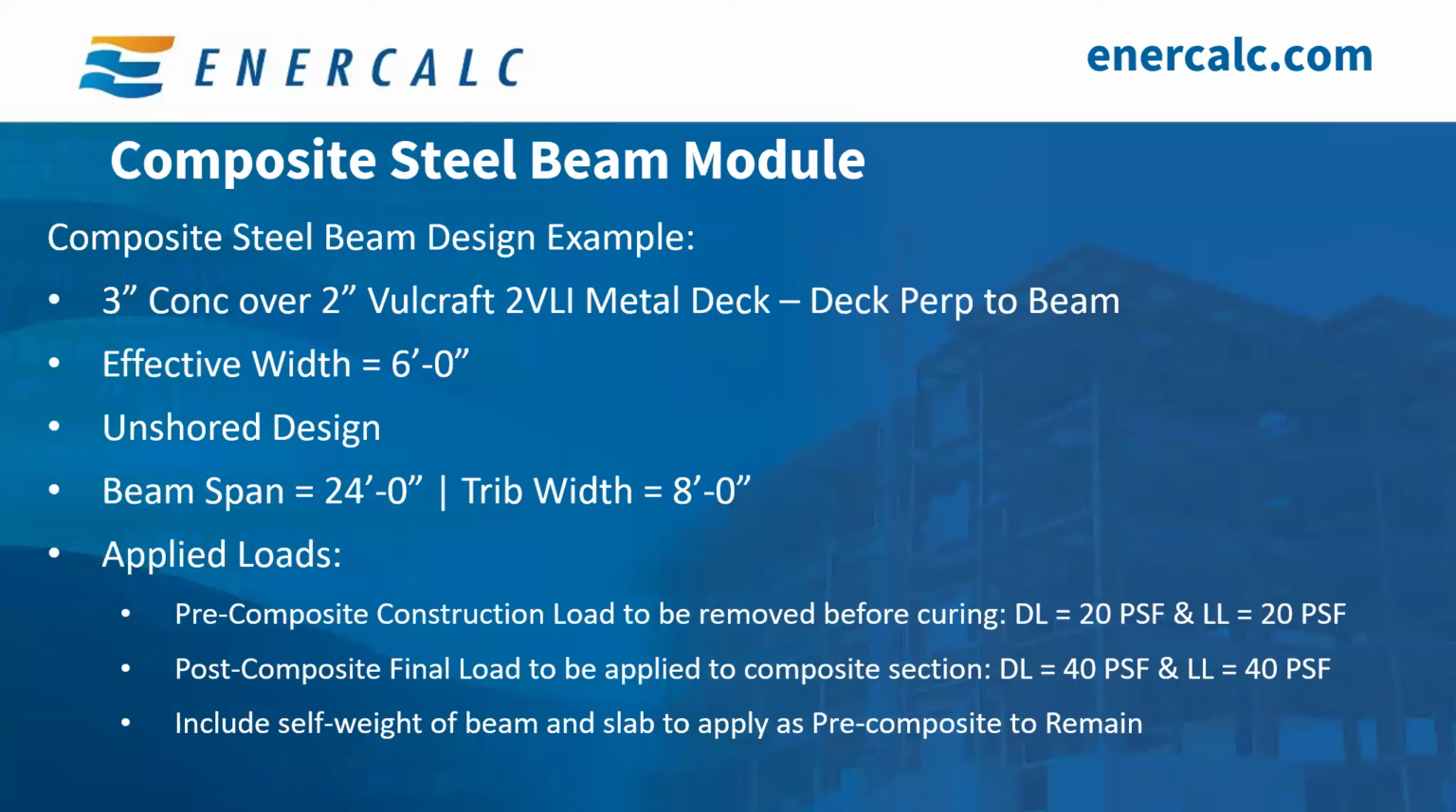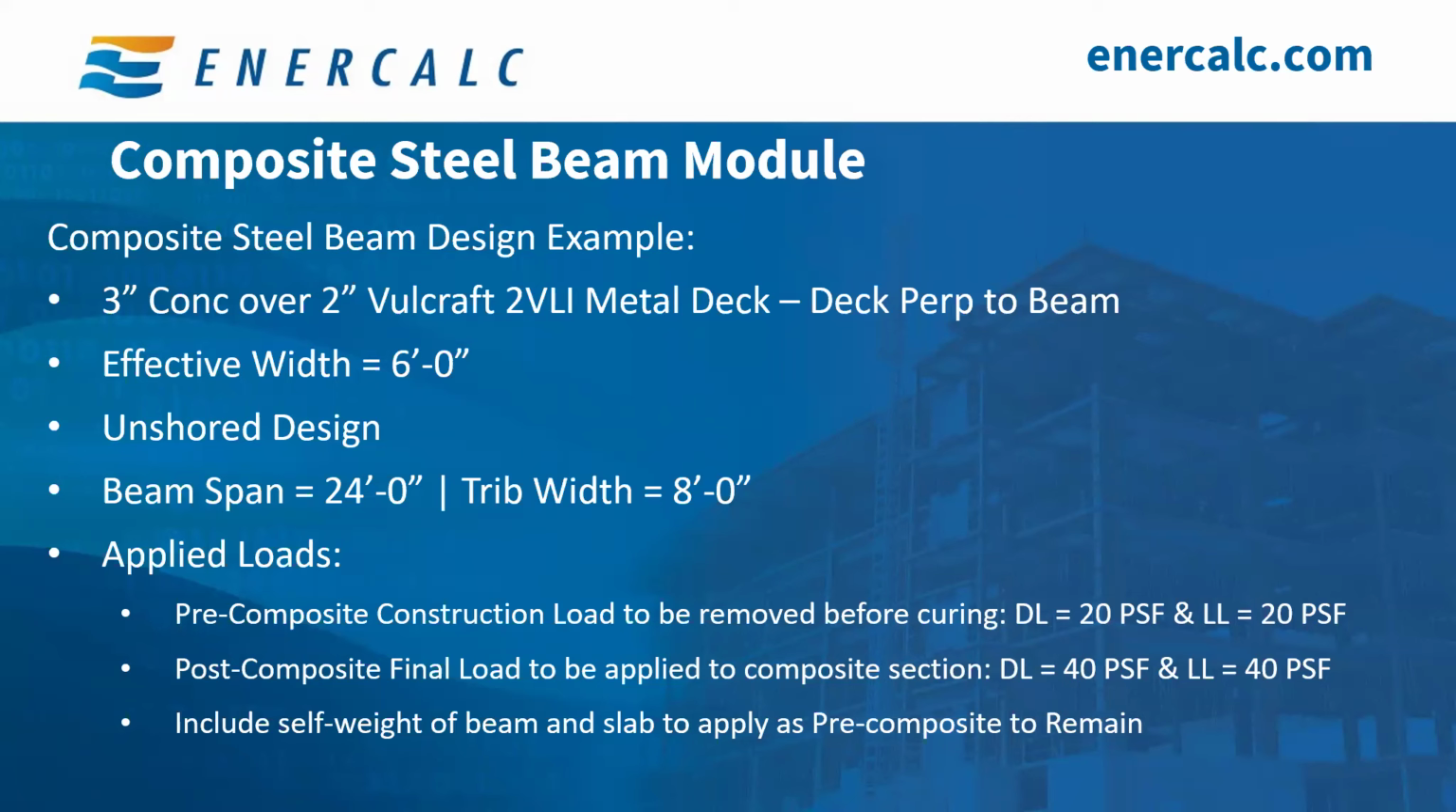Next, we have an effective width for the composite beam of 6 feet, and we need to do unshored design. We have a beam span of 24 feet and beam spacing of 8 feet. So this means the tributary width is 8 feet for our beam.